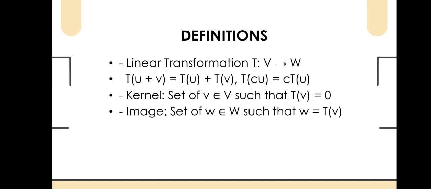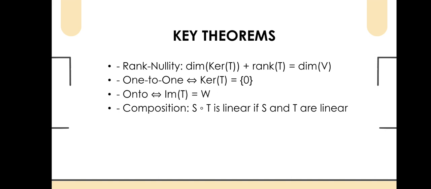We also have the kernel of T, which is the set of all vectors V in V such that T(V) is equal to 0. The image of T is the set of all vectors W in W that result from applying T to some vector in V. So let's proceed to the key theorems.